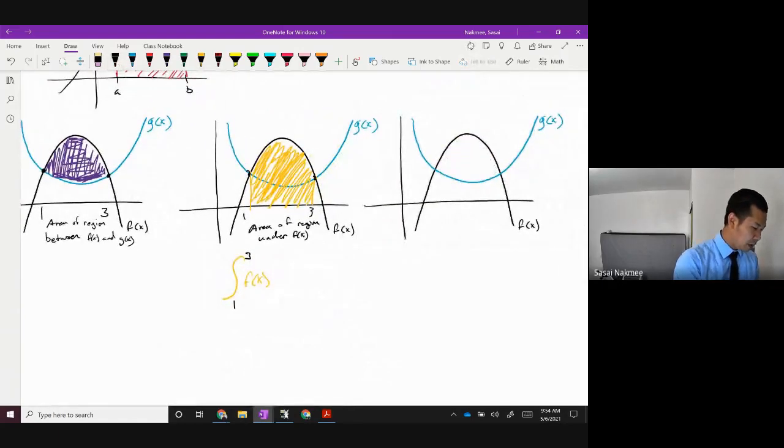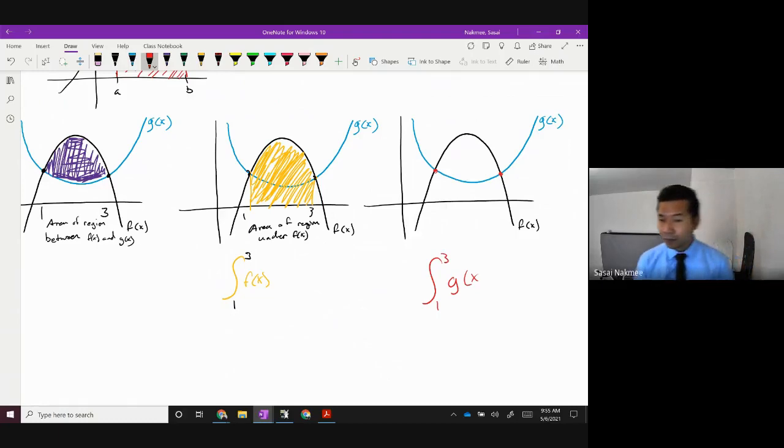Well, if I look at the integral, let's do this in red over here, from here to here of only g of x from 1 to 3, right? That's going to be this area right here. And I already see someone typing into the chat. Someone already sees it. Right? That's this area right here.